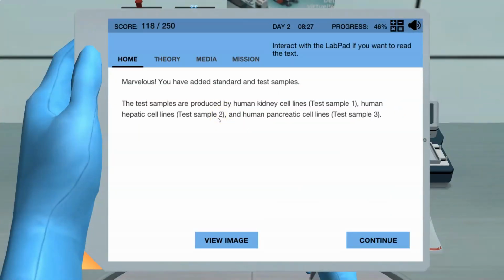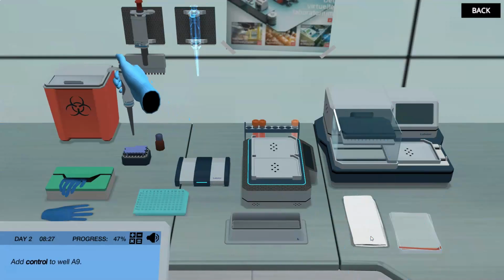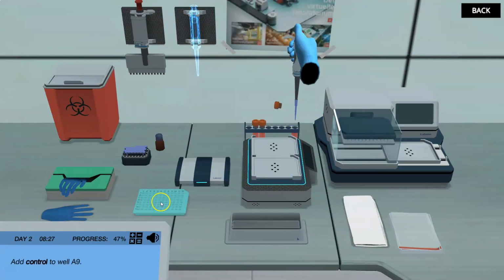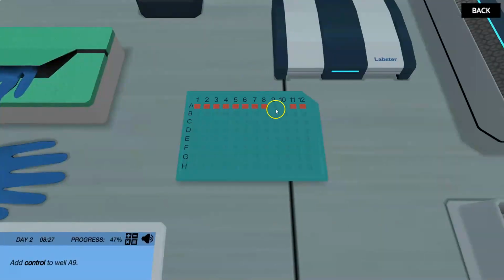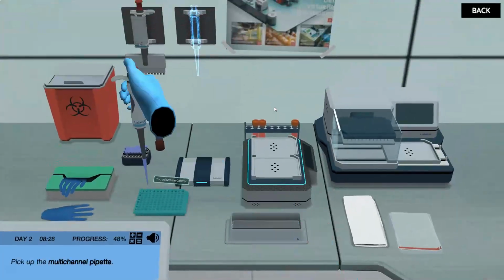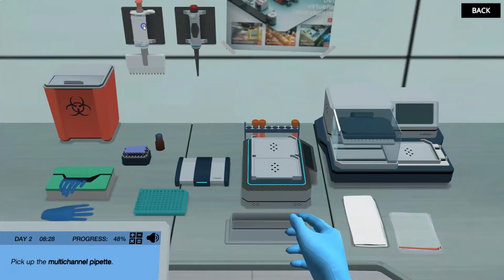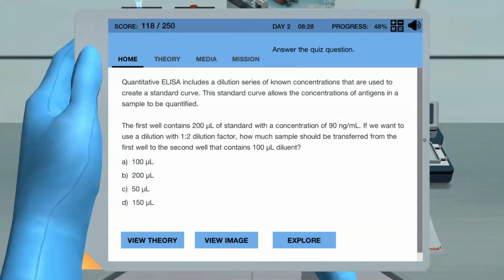The test samples are produced by human kidney cell lines, human hepatic cell lines, and human pancreatic cell lines. Add control to well A9. Pick up the multi-channel pipette. Quantitative ELISA includes a dilution series of known concentrations that are used to create a standard curve. This standard curve allows the concentrations of antigens in a sample to be quantified. The first well contains 200 microliters of standard with a concentration of 90 nanograms per milliliter.